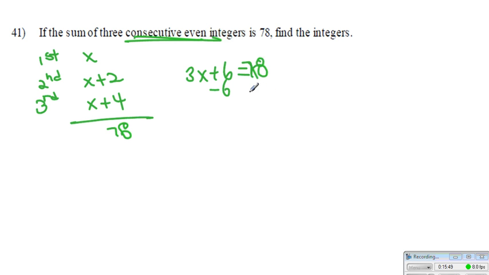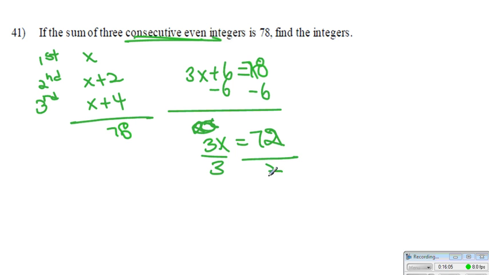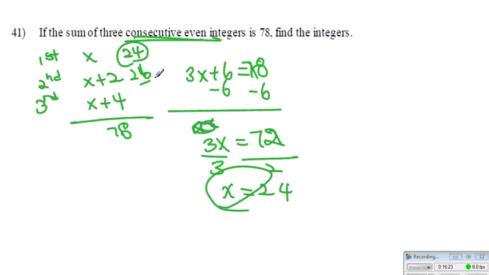So when you subtract 6 from both sides, then you will end up getting 3x is equal to 72. So when you divide by 3, then x must be equal to 24. So that's another thing which we end up getting. Then x equals 24. Then this becomes 24. Next one becomes 26. The final one becomes what? 28.